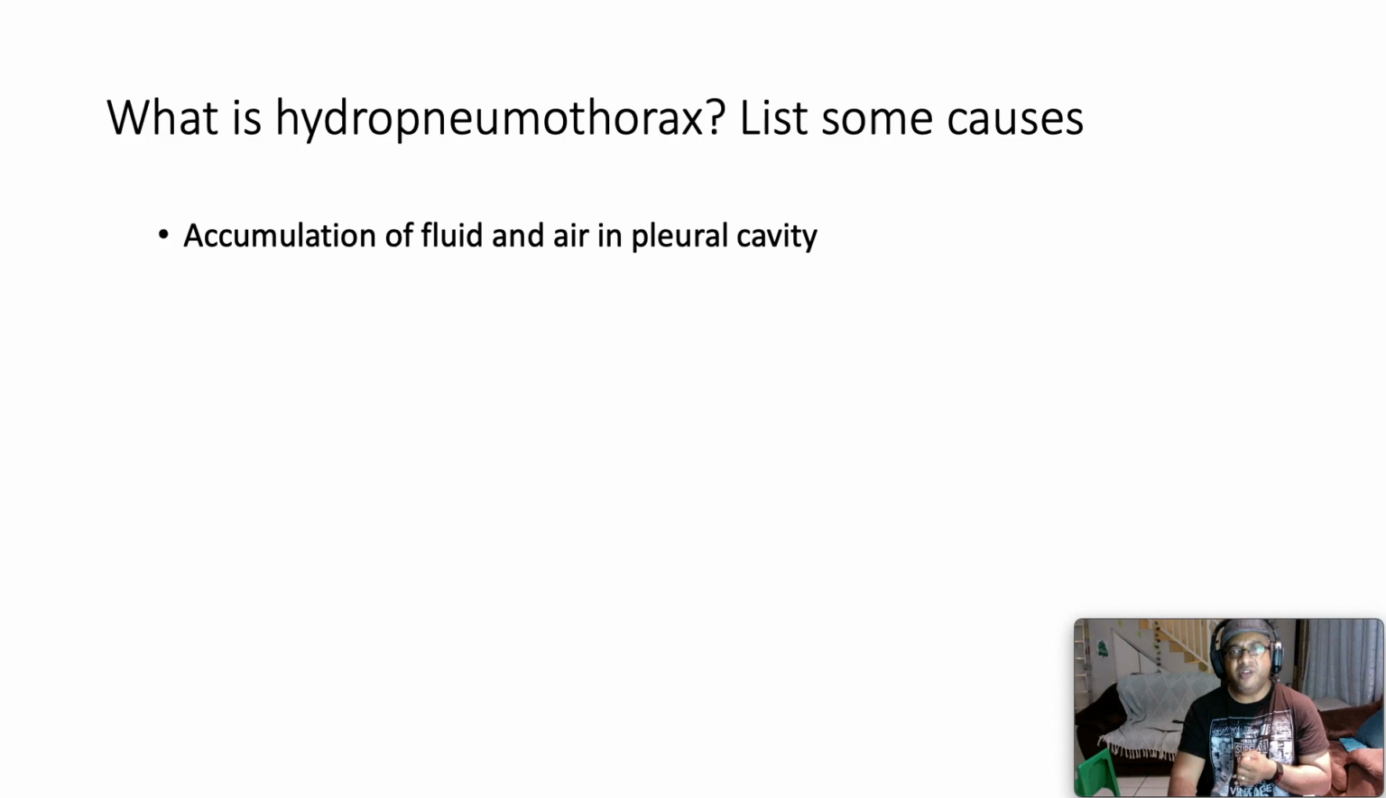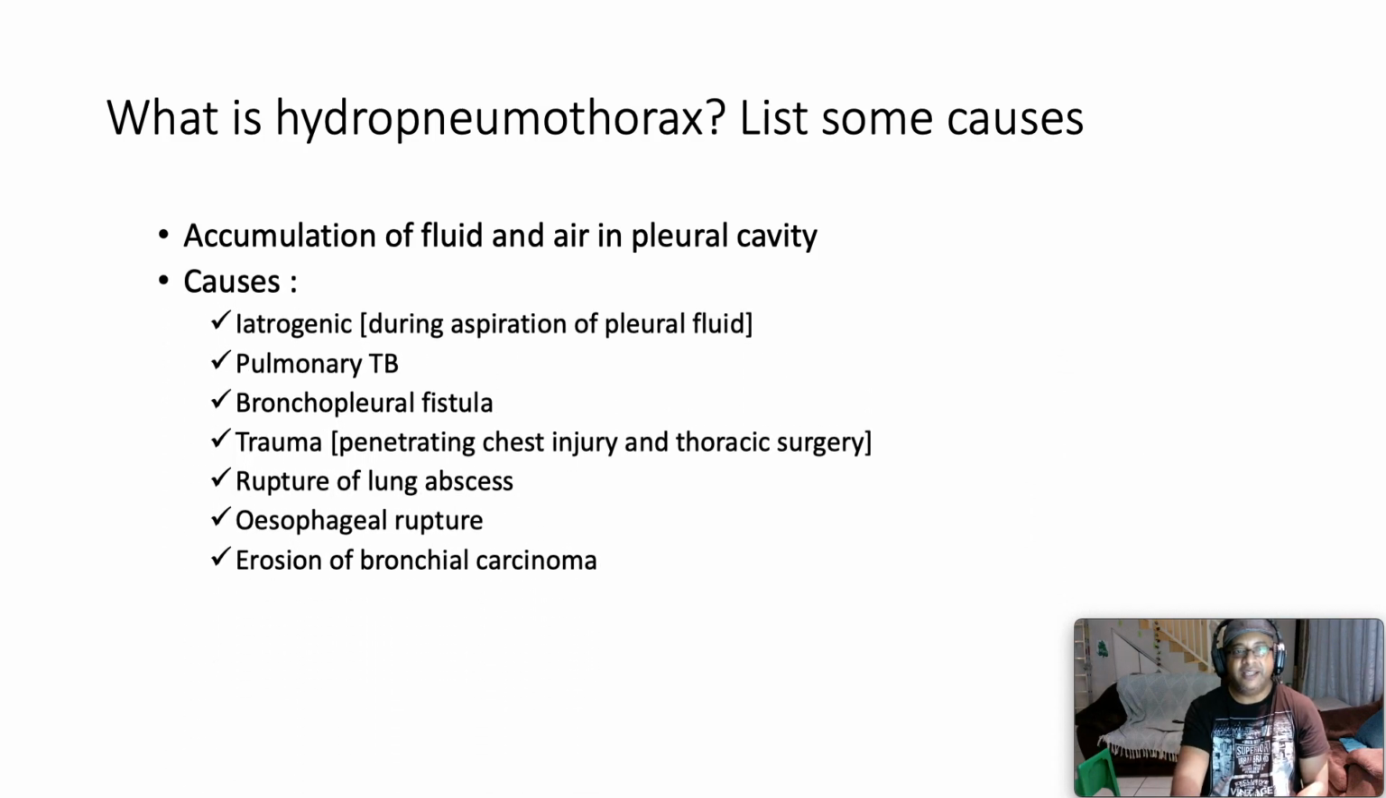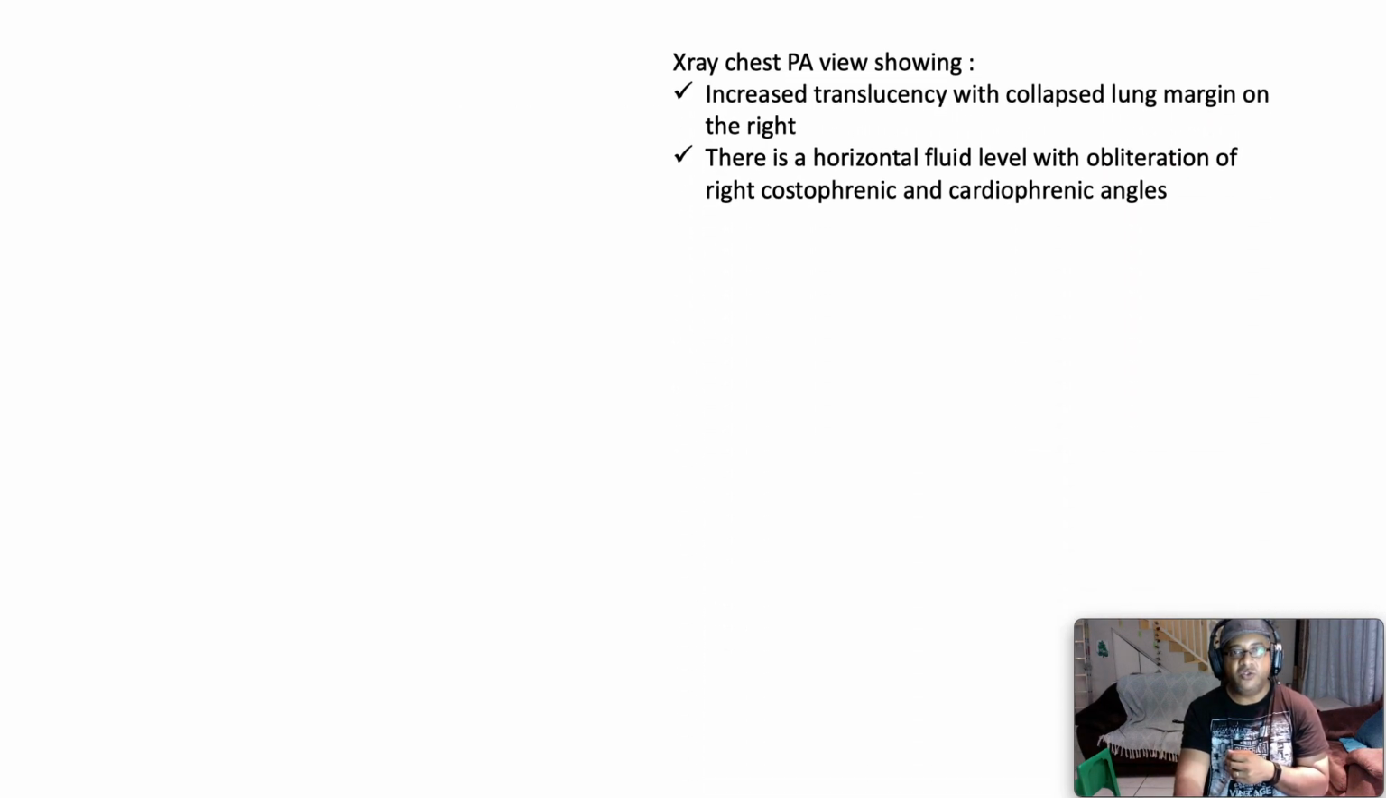What is hydropneumothorax, and list some causes? It refers to accumulation of two things, fluid and air, in the pleural cavity, and causes commonly in our setting is pulmonary TB, and more TB. Iatrogenic in the way of aspiration of pleural fluid, bronchopleural fistula, trauma in the way of penetrating chest injury and thoracic surgery, rupture of a lung abscess, esophageal rupture, or erosion of a bronchial carcinoma.